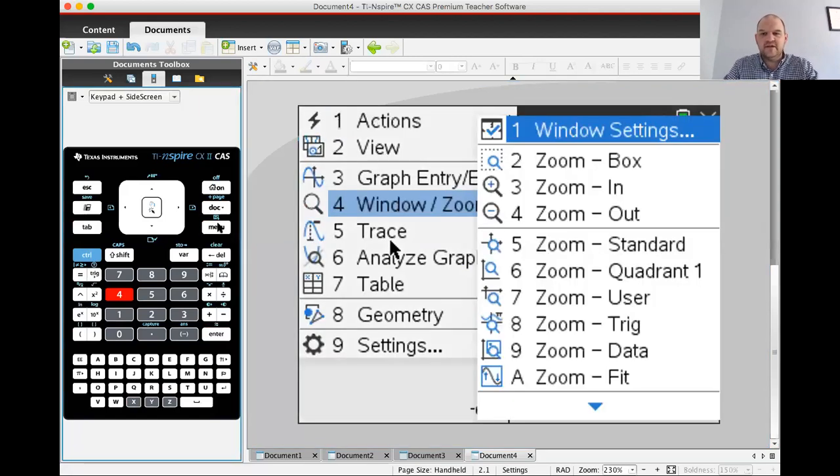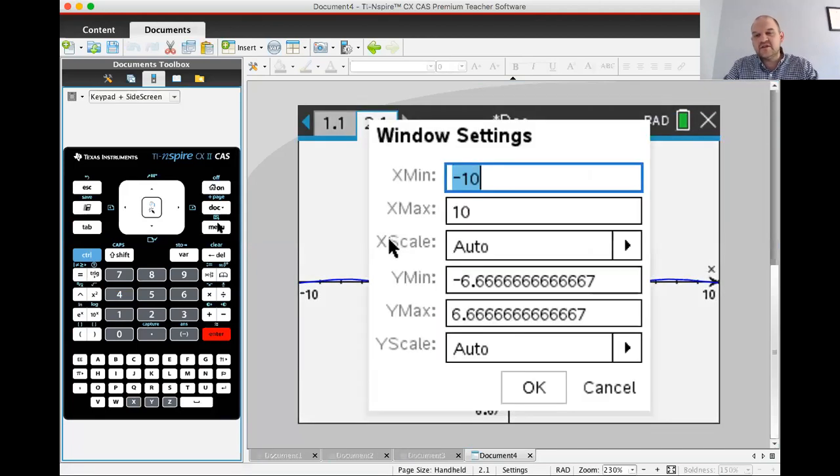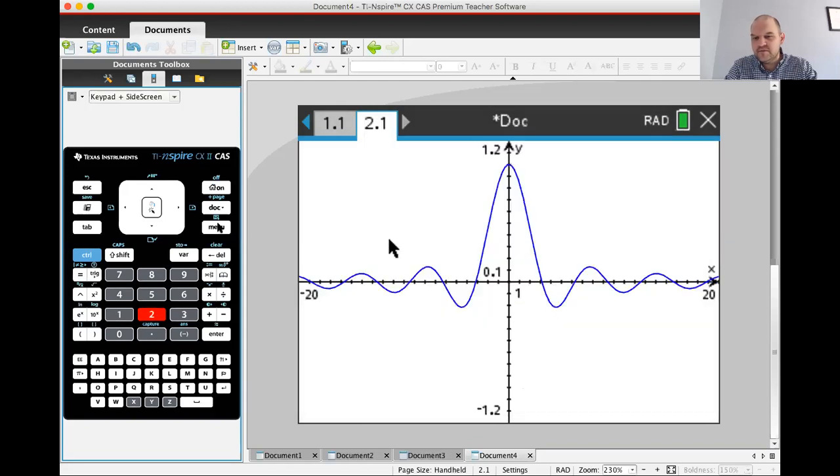So when I change the window, I generally like to use zoom box, but in this case, I'm going to go from negative 20 to 20 and just go from negative 1.2 to 1.2 maybe. Look at that. This is an interesting function because as x goes out to infinity, this thing will keep getting closer and closer to 0. So it has a horizontal asymptote. As x goes to negative infinity, this value will get closer and closer to 0, so there's also a horizontal asymptote as you go to negative infinity.